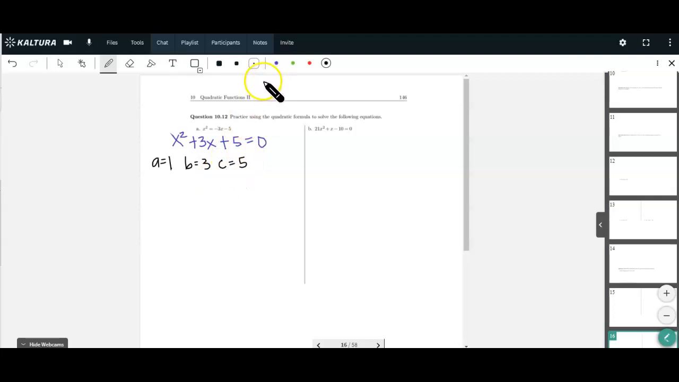And now I'm going to put that into my quadratic formula, and I'll write it up here again. x equals negative b plus or minus square root of b squared minus 4ac all over 2a.